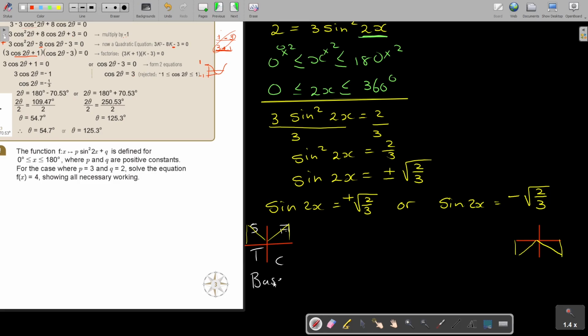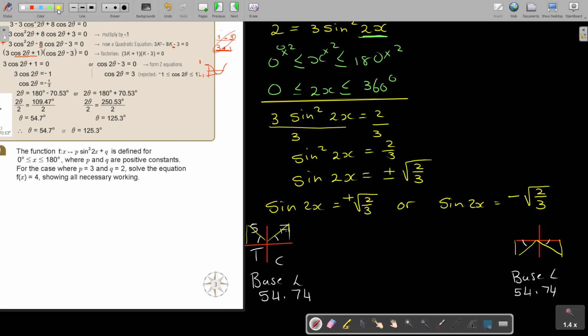Okay, first I'm going to find my base angle. So what is my base angle? On your calculator, don't press in the negative, especially. Make sure it's on degrees. Say shift sin, then bracket, and then square root, 2 divide 3, close the bracket, equals. And I get on my calculator, to two decimal places for accuracy, 54.74. So the base angle is 54.74. That is that angle there.